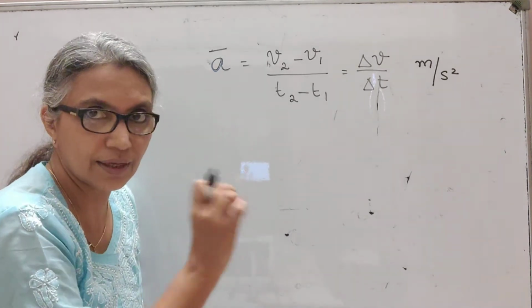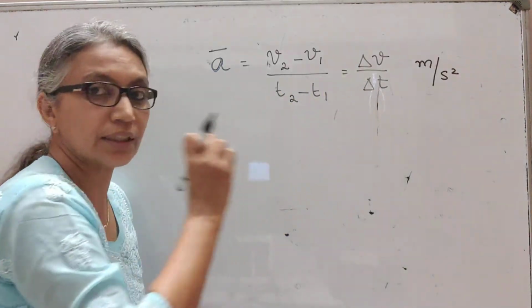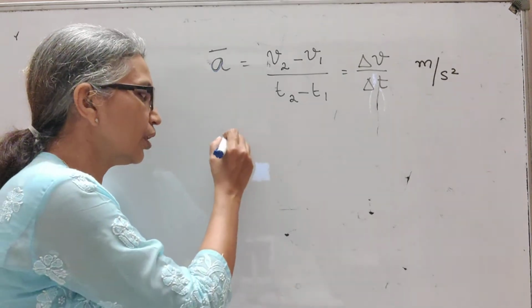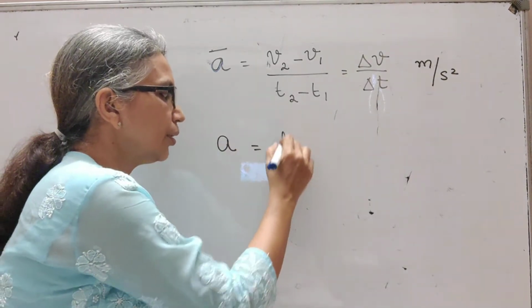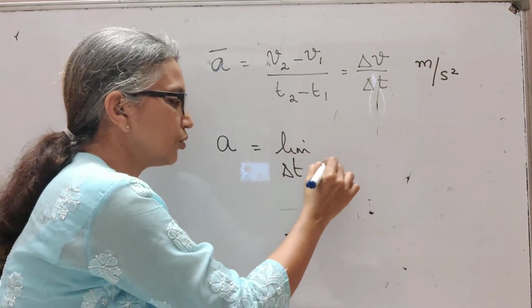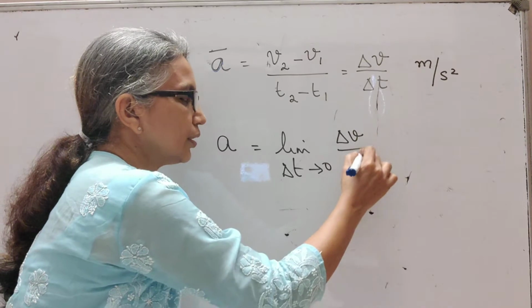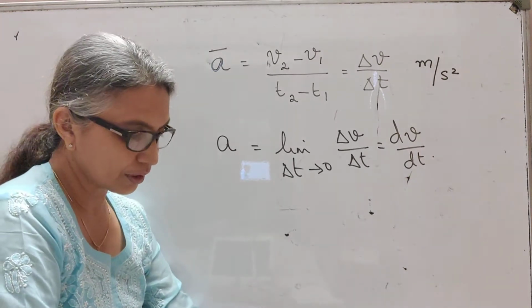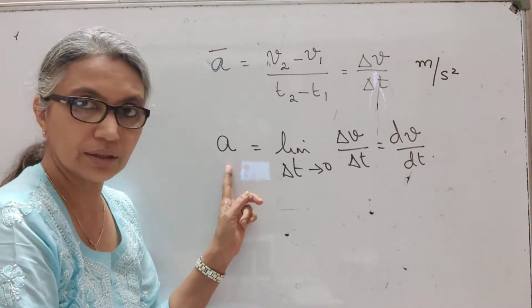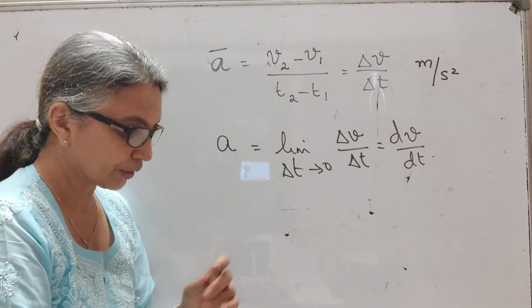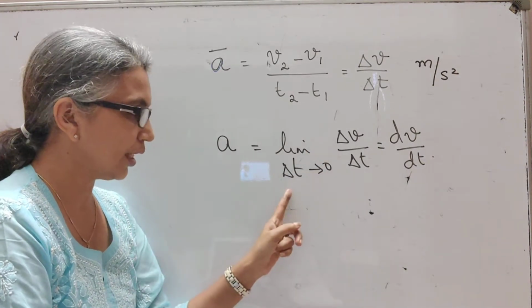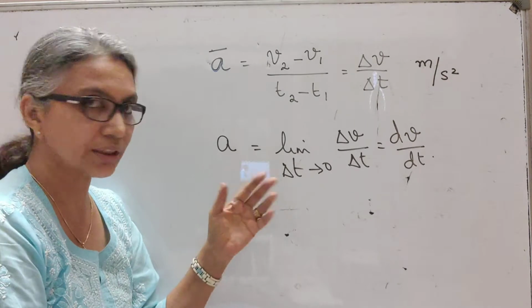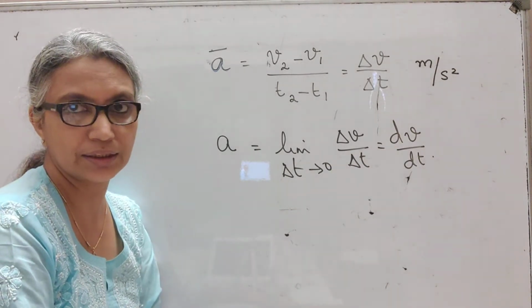So at that particular instant, when the time interval delta t tends to 0, what is the acceleration? That is what you call the instantaneous acceleration, written simply as a, which is the limit of delta t tending to 0 of delta v by delta t, equal to dv by dt. I have printed out the definition for that in the notes that I have sent you. The limiting value of average acceleration as the time interval delta t approaches 0 gives the acceleration at any instant t, written as dv by dt.